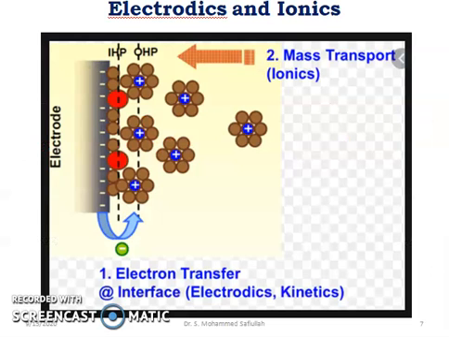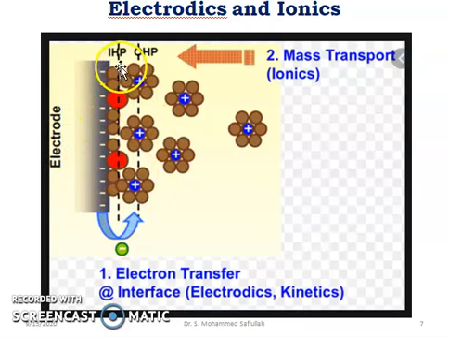Let us see in the diagram. This is the electrode. Adjacent to the electrode, we are having some charges. Consider the electrode is undergoing oxidation. The positive ions are moving into the solution, whereas the electrons are staying on the surface. So this electron transfer at the interface is electrodics.